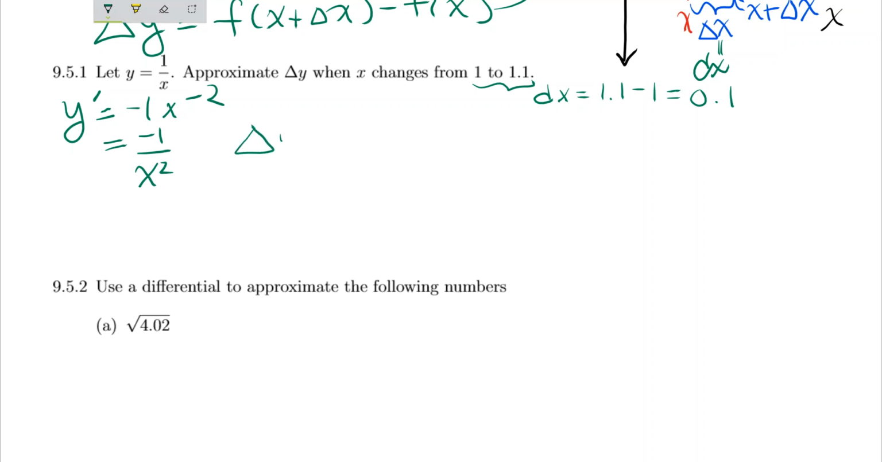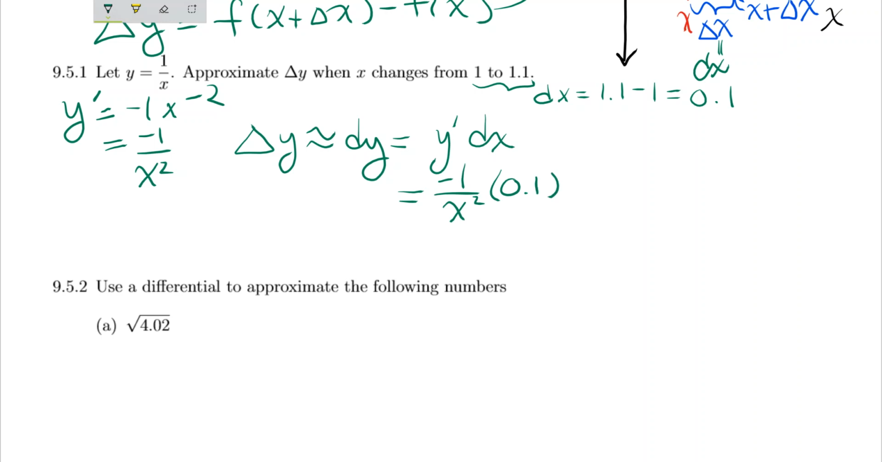So then my delta y is going to be approximated by dy, and my dy is just my derivative of y times my dx. So I'm going to take my derivative of y and then my dx, which is 0.1. And I know the value I'm interested in using. So you'll always use the base value or the starting point with this. So I'm going to be using 1. That's supposed to be a 1, it looks like a 7. Let me fix that. So negative 1 over 1 squared times 0.1. It's going to just give me negative 0.1.